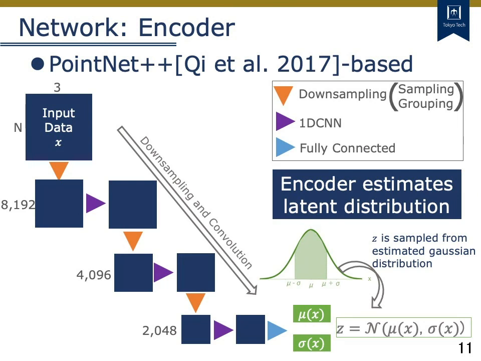Next, I will talk about the encoder network. The encoder estimates latent distribution, defined as Gaussian distribution with learnable mu and sigma as shown in green color. This mu and sigma are estimated by an encoder with PointNet++ based network. PointNet++ is one of the famous network architectures for point cloud with convolution. As the output of encoder, we use a latent vector sampled from Gaussian distribution with estimated mu and sigma.